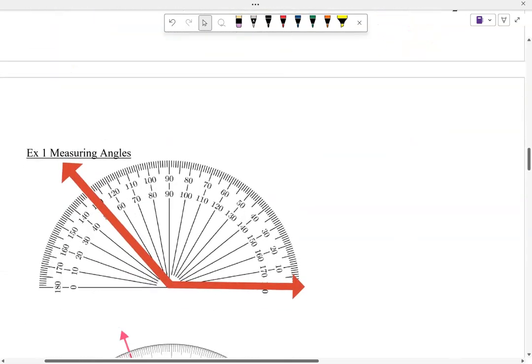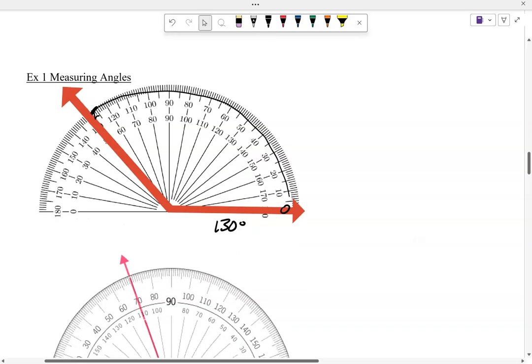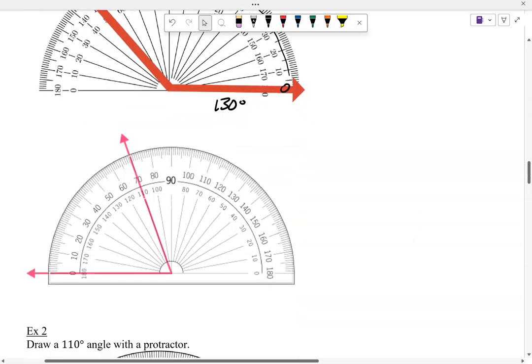All right, let's move on and look at some examples here, just reading with a protractor. You can see for this one, the outside edge is 0 right there. And so we're reading the outside edge here. It looks like that ends up being 130 degrees. This one we're starting, the 0's on the outside on this protractor. We're rotating around. Looks like it ends up being 70 degrees there.